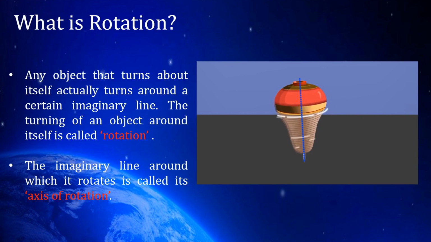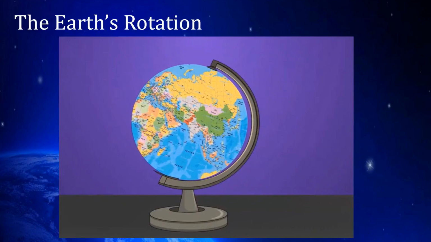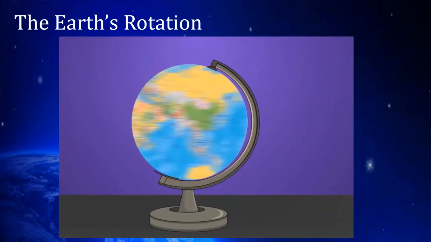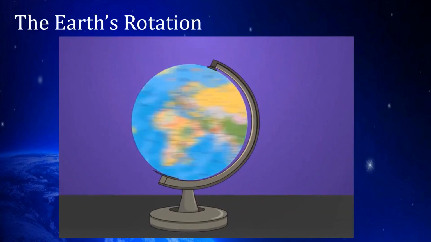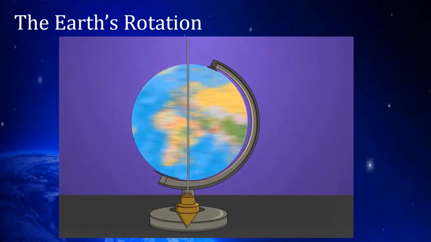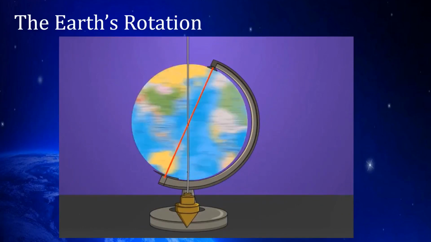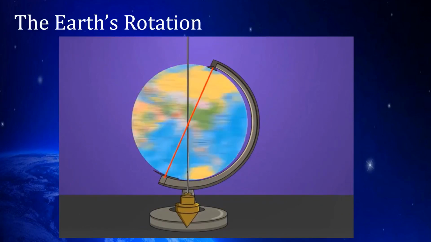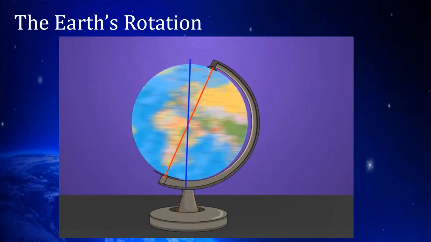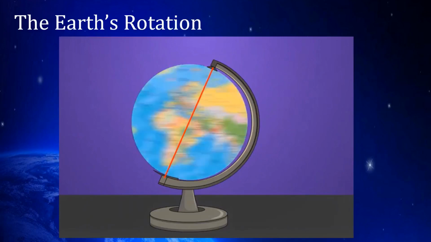Now let us see Earth's rotation. For this, take a globe and spin it. Okay, just spin it. Now take a plumb line and hold it close to the globe. Okay, in this way. Now note the line around which it rotates. Children, see that the plumb line and the earth's axis are at an angle to each other. That is, the earth's axis is inclined like this.